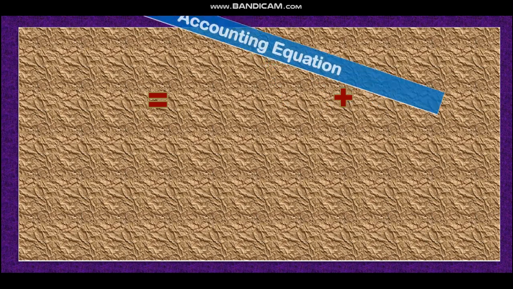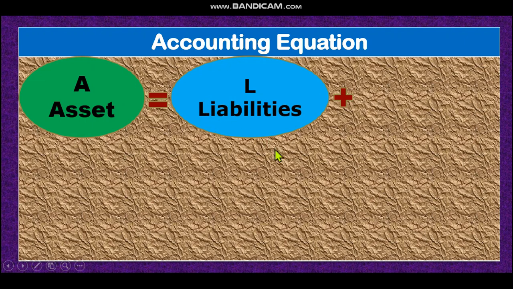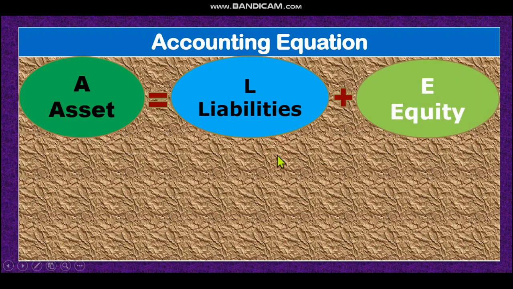Let's see the equation. Dear student, this is the accounting equation. Assets equal liabilities plus equity. That means if our total assets are 5,000, then liabilities plus equity will be 5,000. Every transaction will change this equation, but the total assets will always equal liabilities plus equity. That's why it is called the accounting equation.